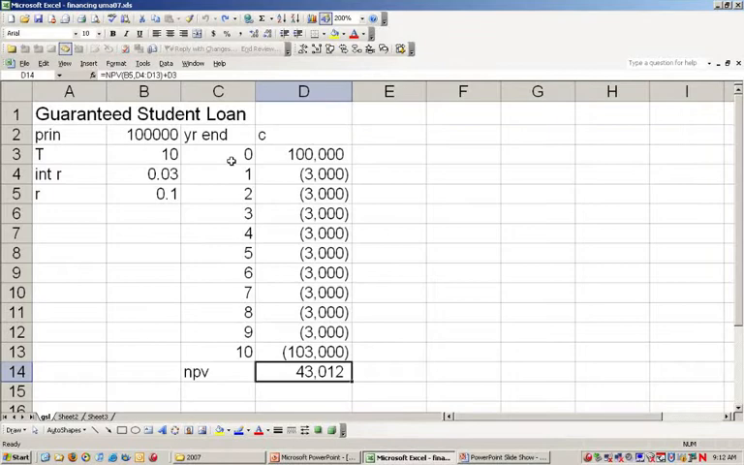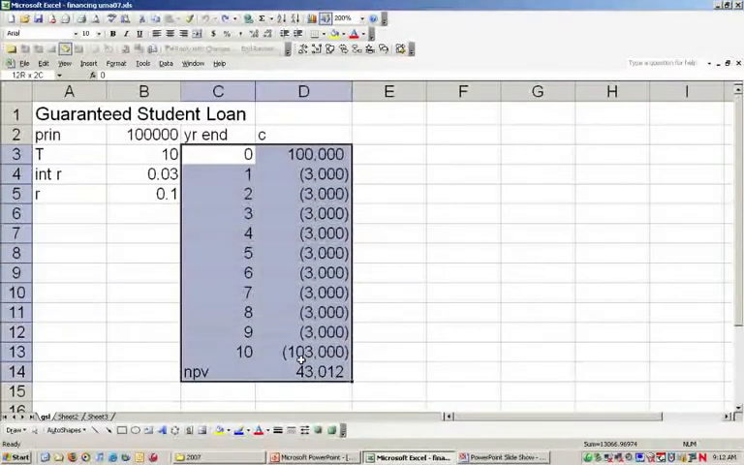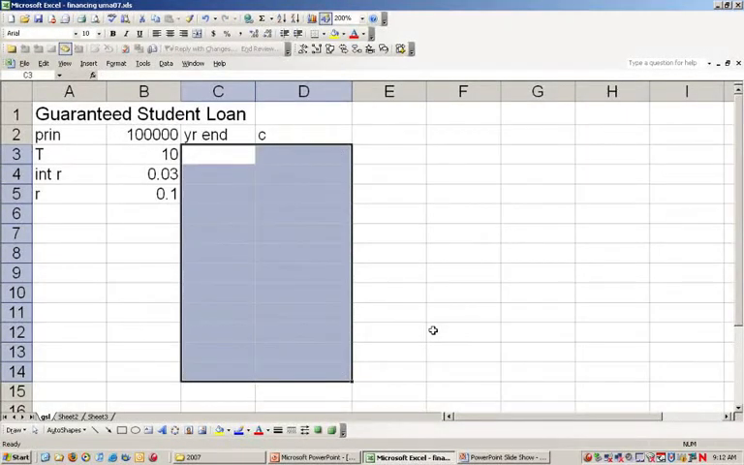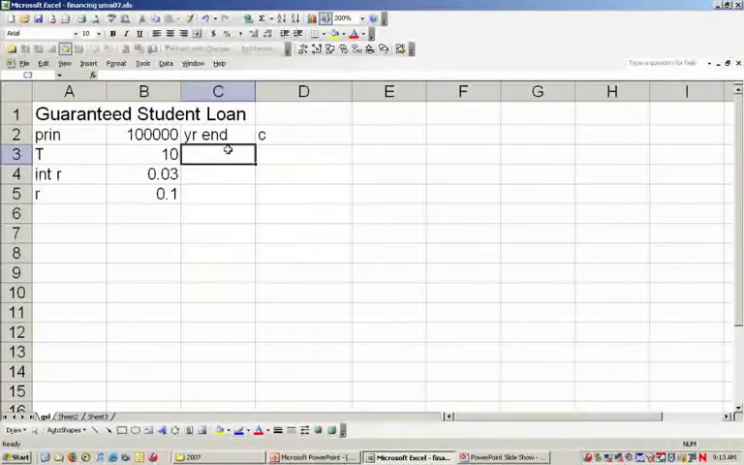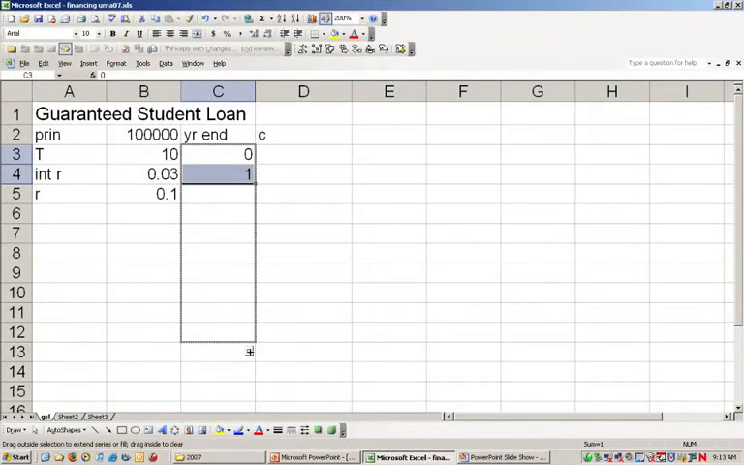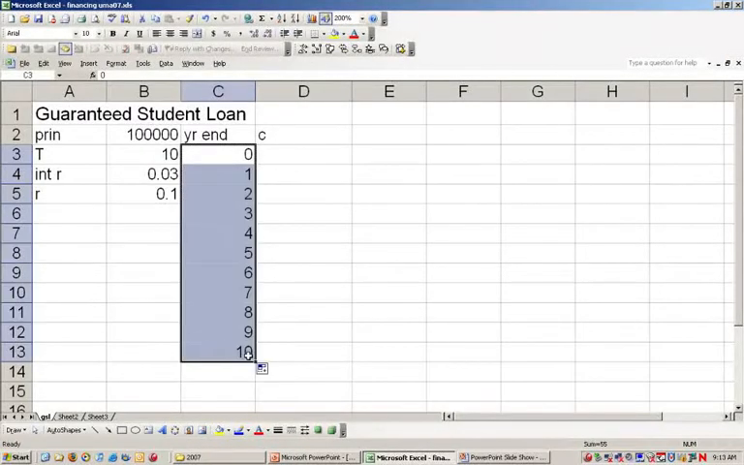Now I'm going to erase these cells in the spreadsheet to show how to set up a loan or financing evaluation. In column C, we want to indicate the years of the loan term. So I'll just type in 0 and 1 for the first 2 years, highlight those 2 cells, put the cursor on the southeast corner, and drag down to year 10.